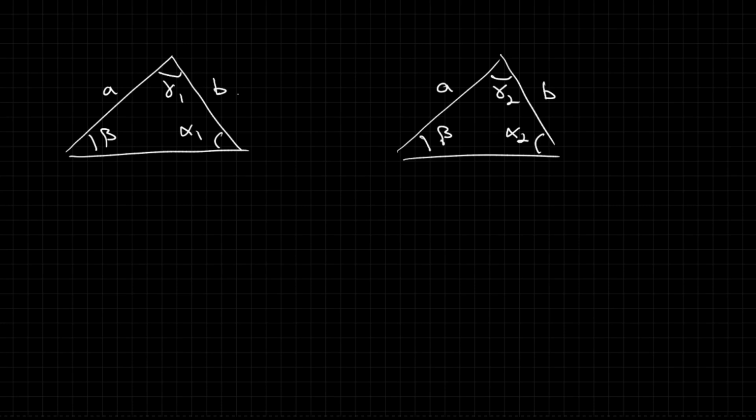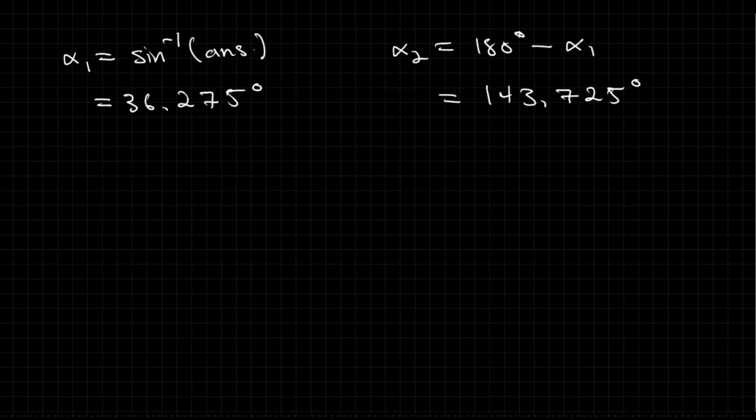There's not going to be a beta 1 or beta 2, but there could be a gamma 2 and a gamma 1. So when we write that alpha 1 is 36.275 degrees, we're saying, hey, this is alpha for my first triangle, and when I write alpha 2 is 143.725 degrees, I'm saying, hey, this second alpha is the alpha for my second triangle. Okay, so now we have alpha 1 and alpha 2. We have our two solutions here.